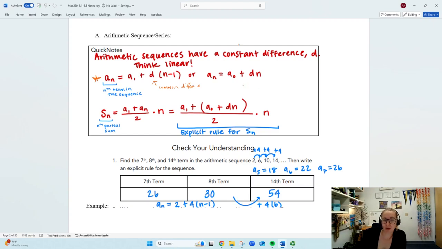Another way of actually doing it is if I start with my 0th term, so a lot of times it just starts on the first term, but if we go backwards and we start with our 0th term, then we only have to add our common difference n many times instead of n minus 1. You don't have to worry too much about this partial sums until our next section, but this is like an explicit rule for that.